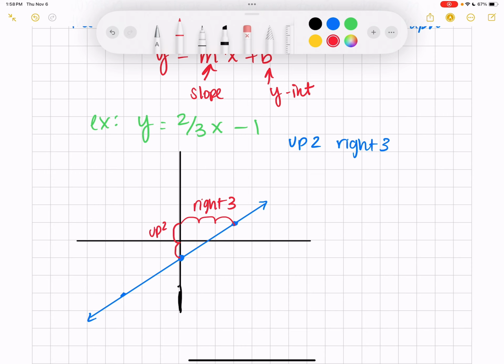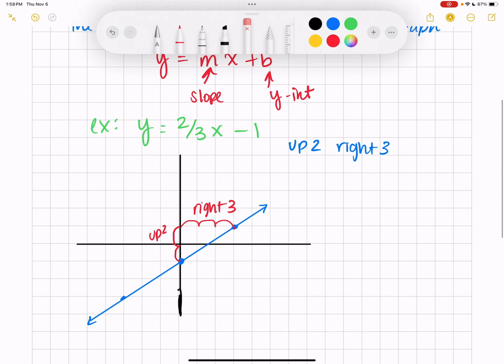I've never done this before. I have no idea what is going on. We're graphing a line. What is right 3? Do you want me to fix it so you can read it a little better? There you go. Right 3. What is up 2? That's what your slope is telling you. This slope tells me I'm going up 2, right 3. Rise over run. No, up 2, right 3. You always go up or down first, and then you go right or left.